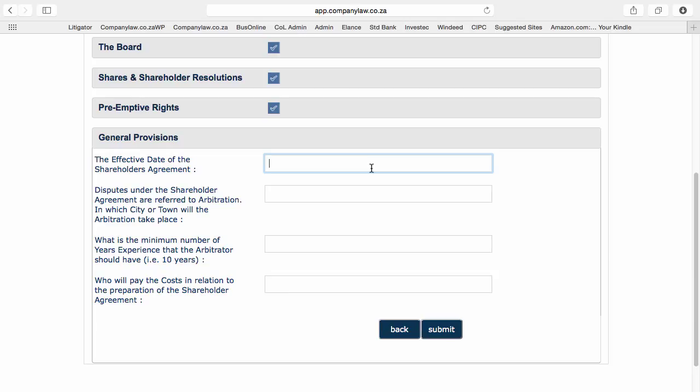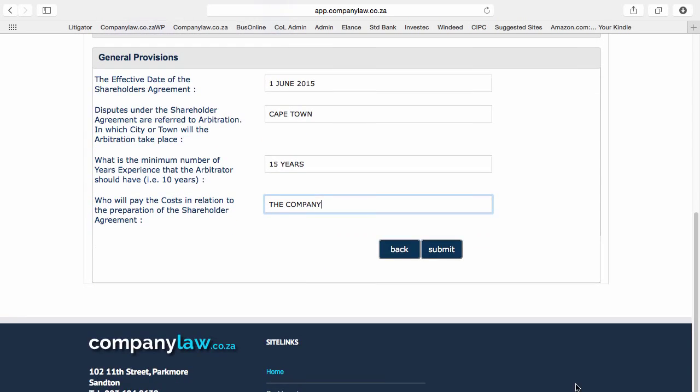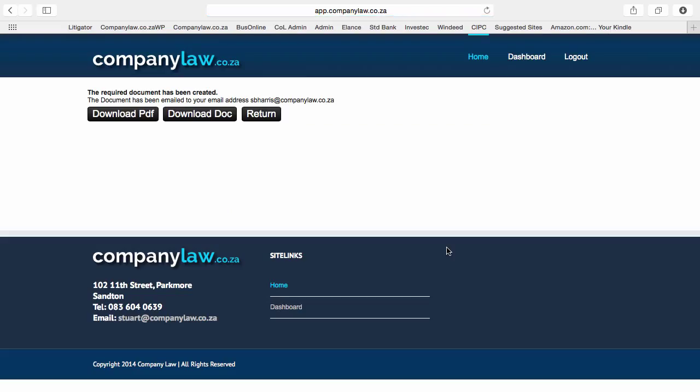In the final section, we deal with the effective date of the shareholders' agreement, where disputes will be arbitrated, the level of experience that the arbitrator must have, and who will be liable for the costs of preparing the shareholders agreement. That completes the process of drafting the 3 documents, and these documents are then made available to the user both in PDF and in Word format.